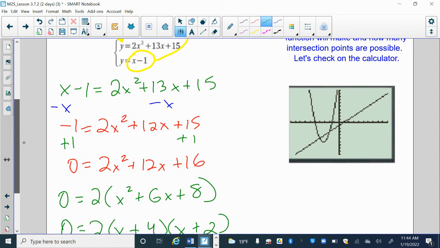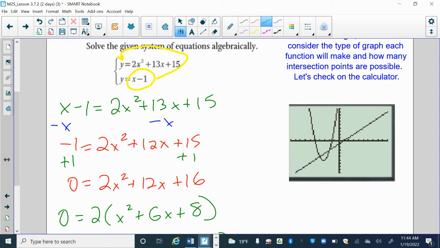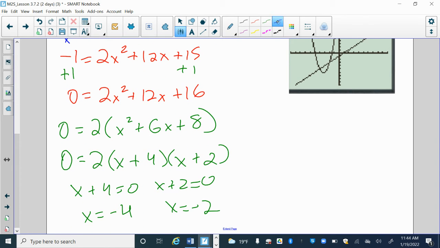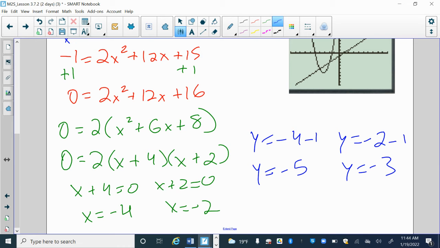Let's get the y's now. We could use either of these equations, but let's use the linear one, y equals x minus 1. So we have 2 values that we have to substitute in. So y equals negative 4 minus 1, and y equals negative 2 minus 1. So we get y equals negative 5, and y equals negative 3. Make sure you put them in the correct spot. So negative 4, negative 5 is our first solution, and then negative 2, negative 3.